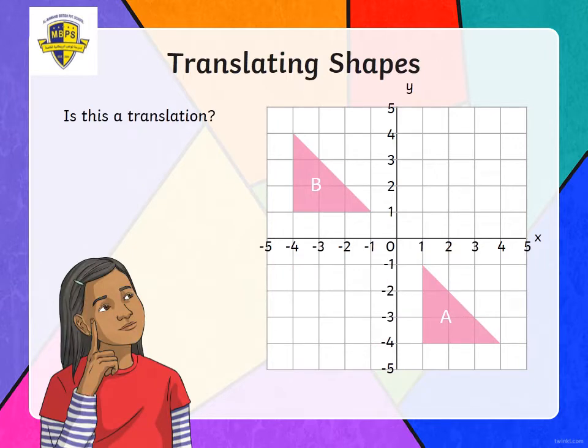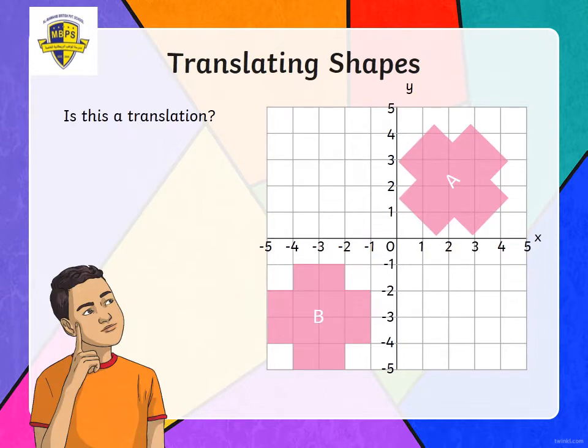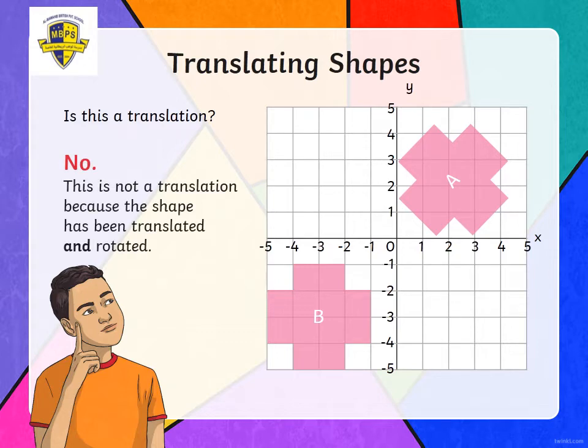Here, is this a translation? From A to B. Excellent. This is a translation, yes, because we move the position of shape A to B. Here, this is a translation. Excellent. This is not a translation because also here they rotate the shape.